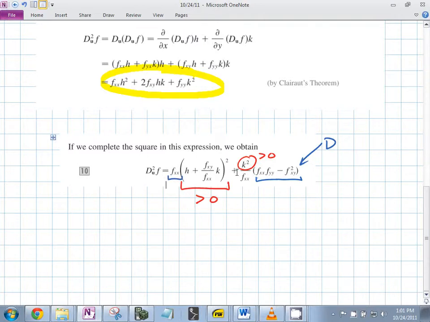So the cases are, let's say D is greater than 0 and this is greater than 0. What do you know about the whole expression? Greater than 0. The whole thing is greater than 0. So basically what this says is the second derivative in any direction is going to be positive. And what do you know about a positive second derivative? What does that mean?